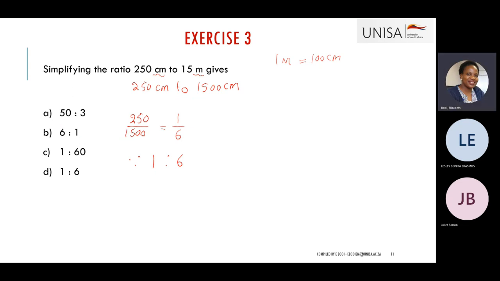two. Which one comes first? So the 250 is the smallest to the 1,500. So you need to pay attention to that. So our answer will be D. Don't choose that one.